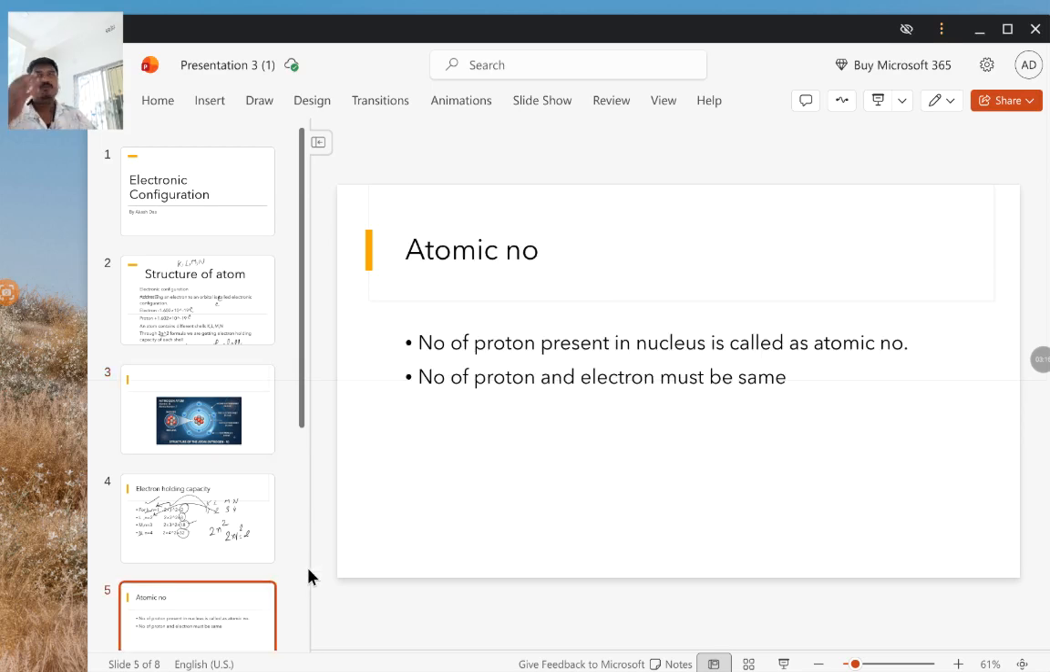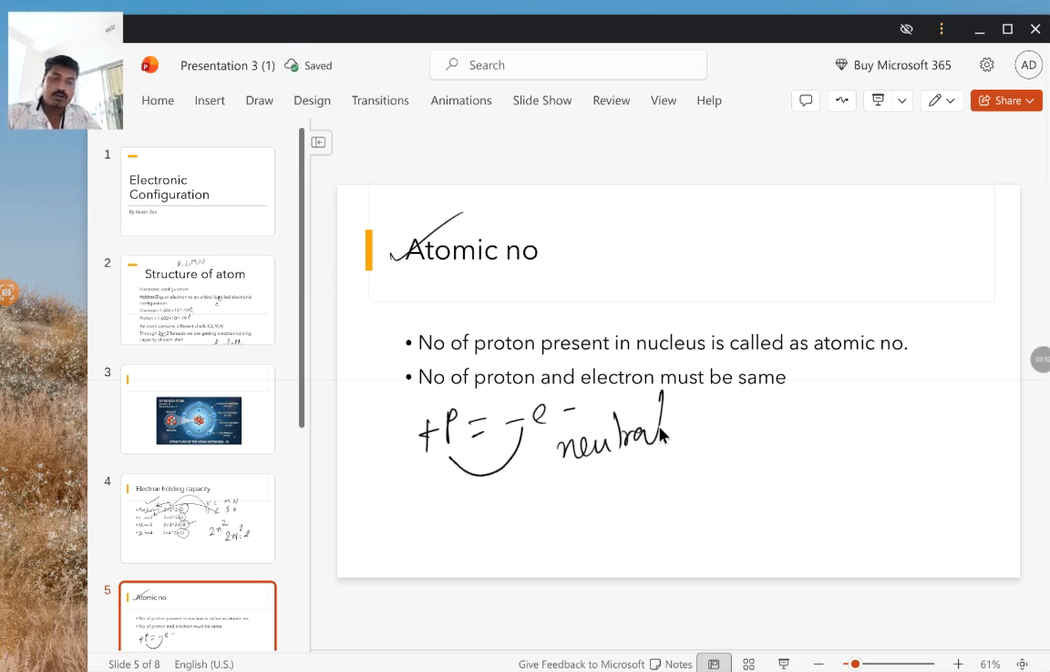Now, before making the electronic configuration, we have to know the meaning of atomic number. The number of protons present in the nucleus is called the atomic number. Always remember, the number of protons and electrons must be the same. Whenever the number of protons and electrons is the same, the atom becomes neutral or chargeless. Clear?